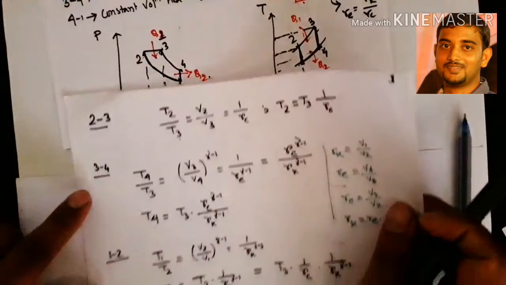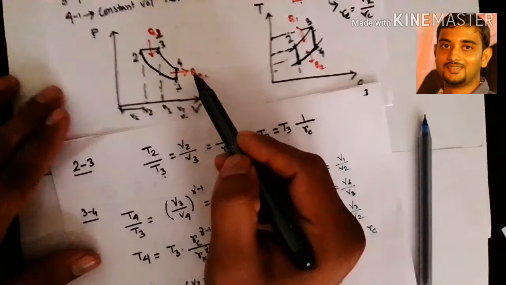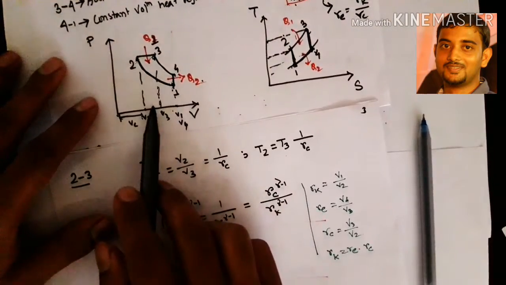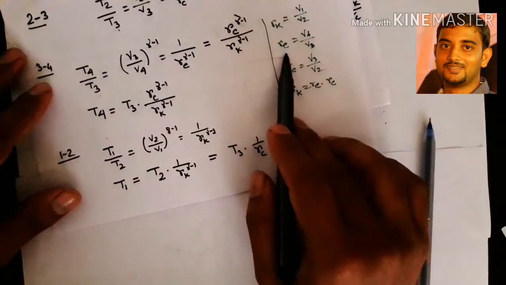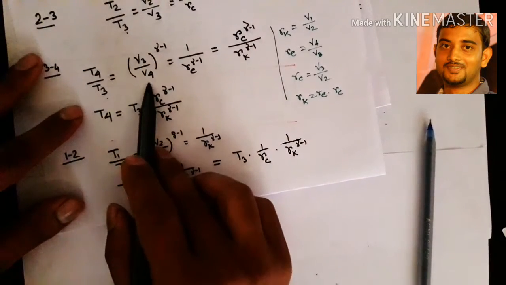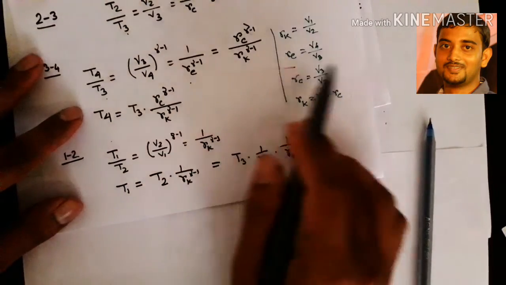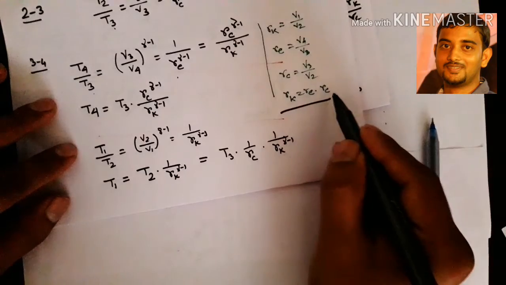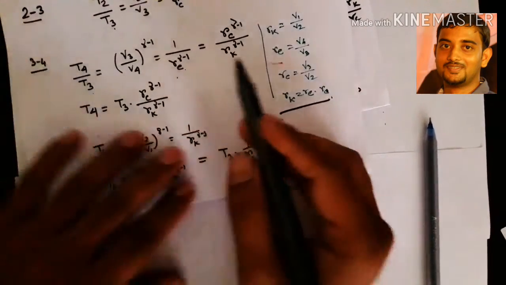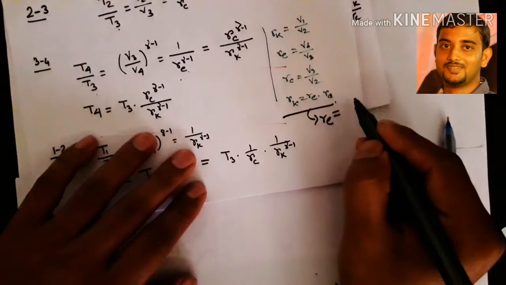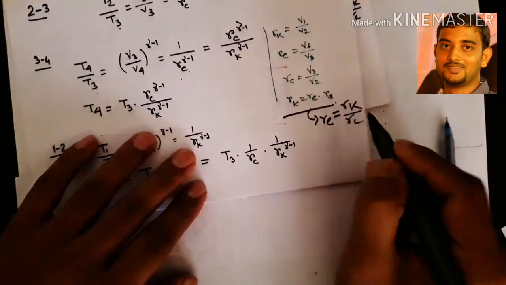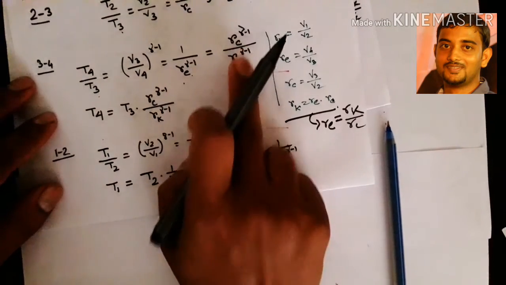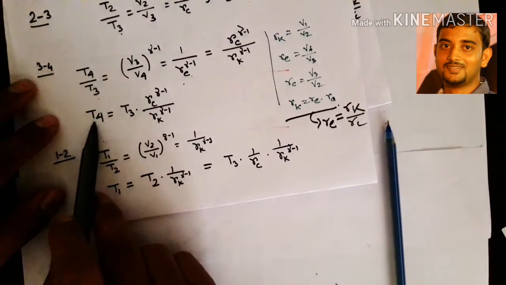Now I am coming to process 3-4. What does 3-4 mean? Isentropic expansion. So we can write it in that way also. Here V4 by V3 is what? V4 by V3 is the expansion ratio, so V3 by V4 will be the reciprocal of the expansion ratio. And we also know the compression ratio is the product of the expansion ratio and the cutoff ratio. So from that we can write that the expansion ratio is equal to the compression ratio divided by the cutoff ratio. Just put the value of the expansion ratio in terms of the compression ratio and cutoff ratio, then we'll get this one. So from that we can find the value of T4 in terms of T3.